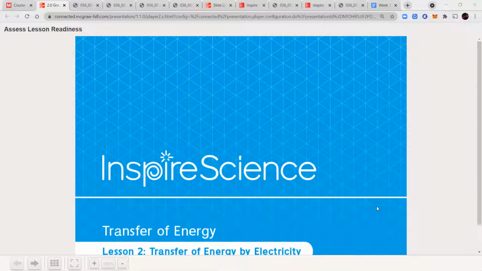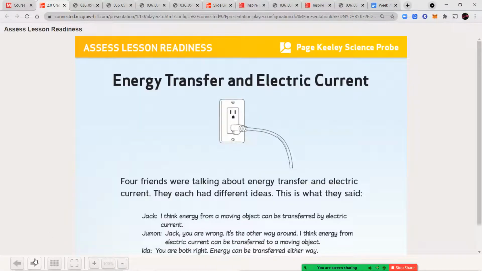For this lesson, we're going to talk about the transfer of energy by electricity. So think about any of the times that you've ever touched a door handle and received a shock. Is there an electric current flowing? Is it flowing from you into the door handle, or is it flowing from the door handle into you? These are things we can think about while we're going through our lesson.